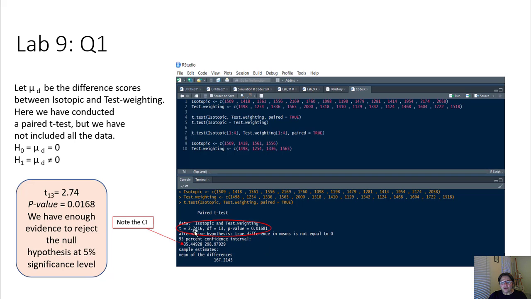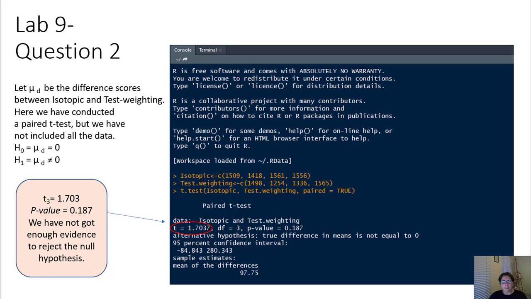Here what you do is take your data and use the T.TEST function, and the whole result is here. You see the test statistic is 2.7416, degrees of freedom is 13, so the p-value is 0.01681. Because 0.01681 is less than 5%, we have enough evidence to reject the null hypothesis.